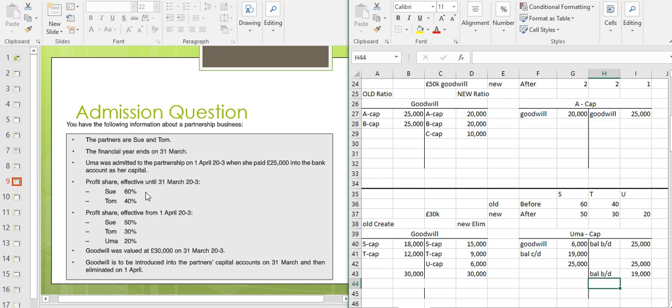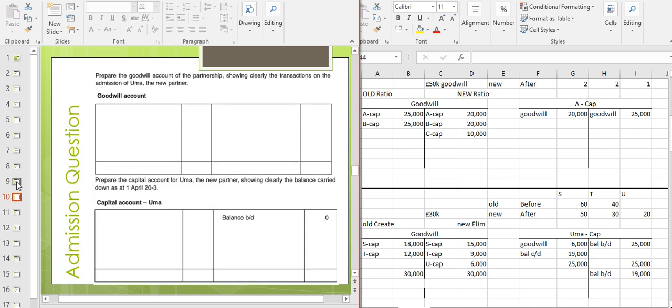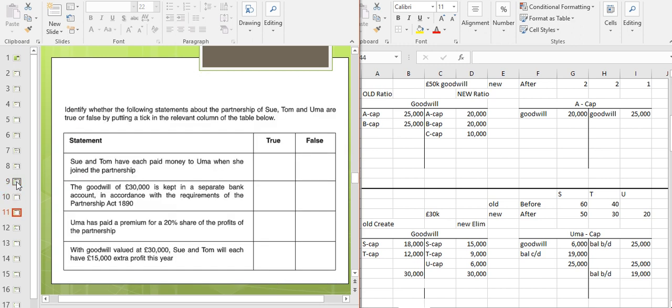Okay, there is another question coming up, a full question like I've done from the first question, a goodwill and all 3 capital accounts with an admission. Okay, so you'll get to see how that works out and how it pans out in full. These questions are just the way they've designed them. They don't want to see everything, they just want to see part of it. Okay, so that is another question done.